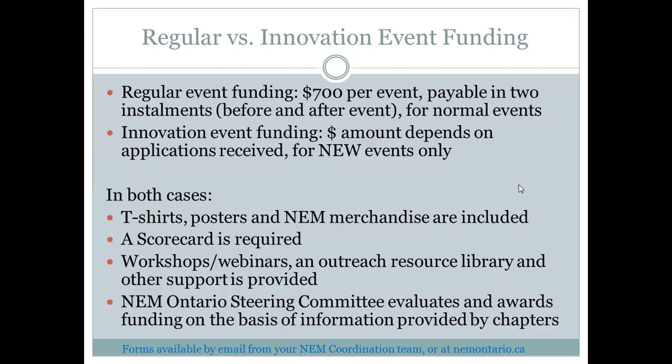Again, a little more explanation. Regular event funding is $700 per event. It says per event, but that should be per chapter. As I mentioned, you can do multiple events with $700, payable in two installments. One before, when you get your approval, and then one after, when you return your scorecard. That's for regular events.